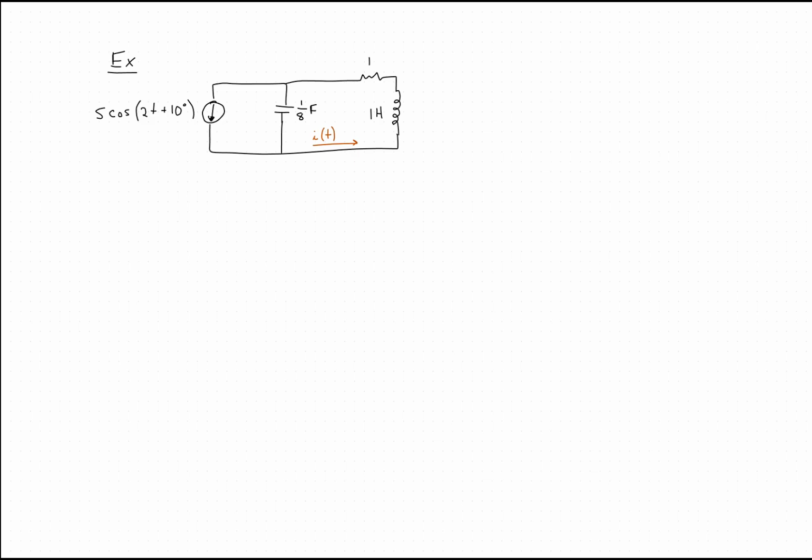Okay, here's a more complex circuit involving capacitors, inductors, and resistors. And we'll solve for finding the current flowing through the bottom leg to the right using phasors. Let's begin.